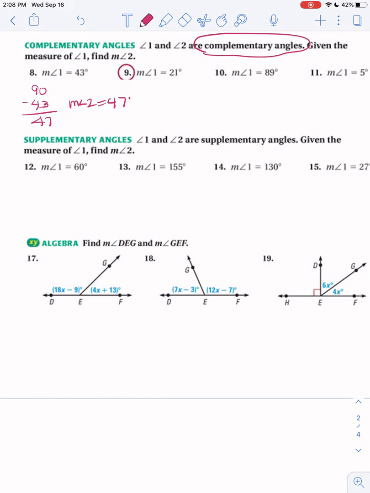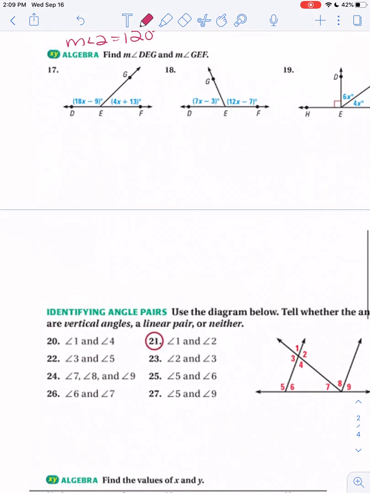degrees. We know that supplementary means that two angles have a sum of 180. So if we know that the measure of angle 1 is 60, if we take 180 minus 60, we would know that the measure of angle 2 must be 120 degrees. Let's try a linear pair.